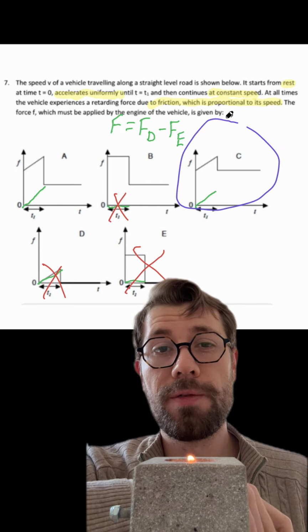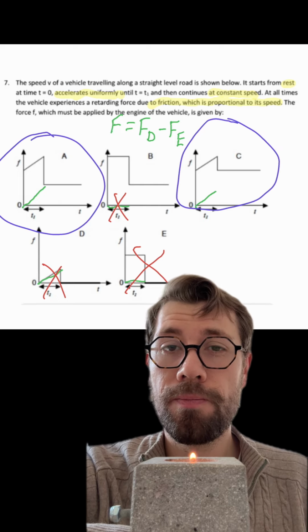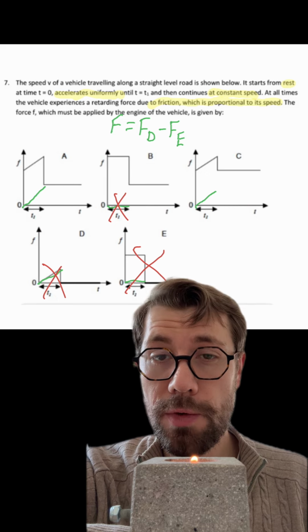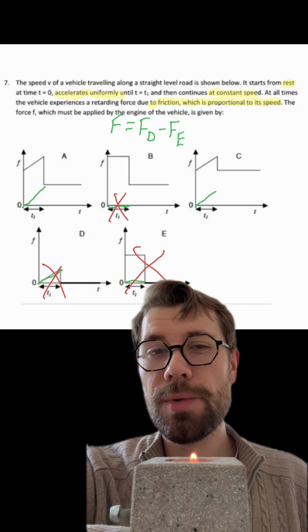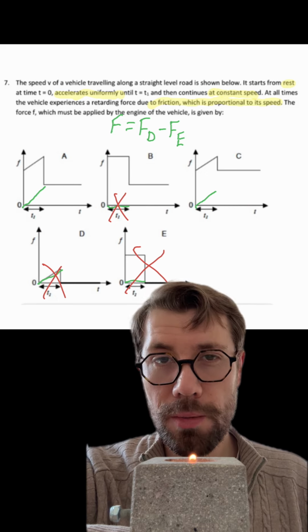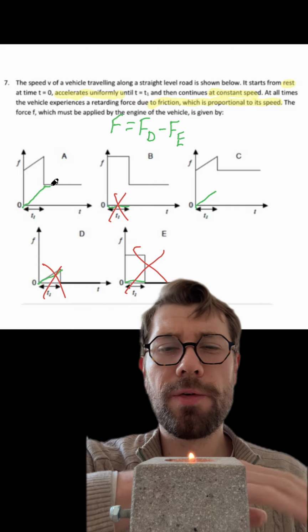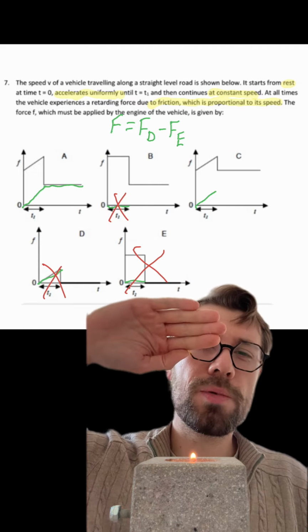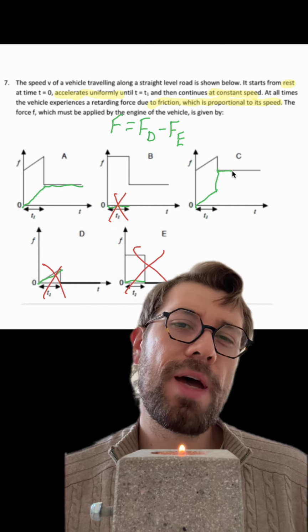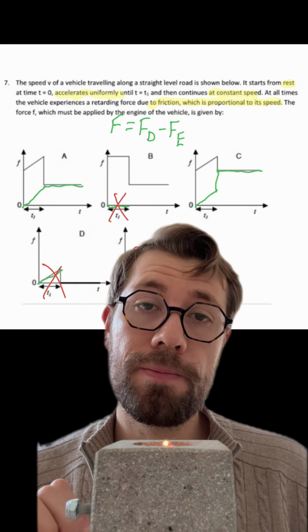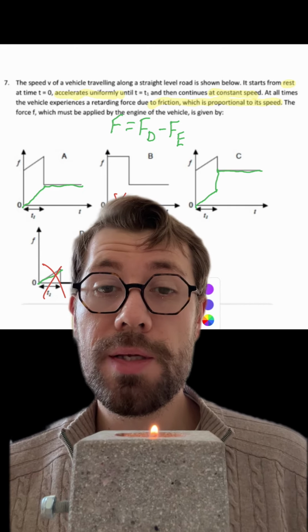The next part of the graph talks about constant speed, which means the resultant force is zero. That means the difference between the two lines must be zero, which means they must be in the same place. Now this can't work for graph C because then you've got that big jump and we don't have anything to explain that big jump. So that means the answer must be A.